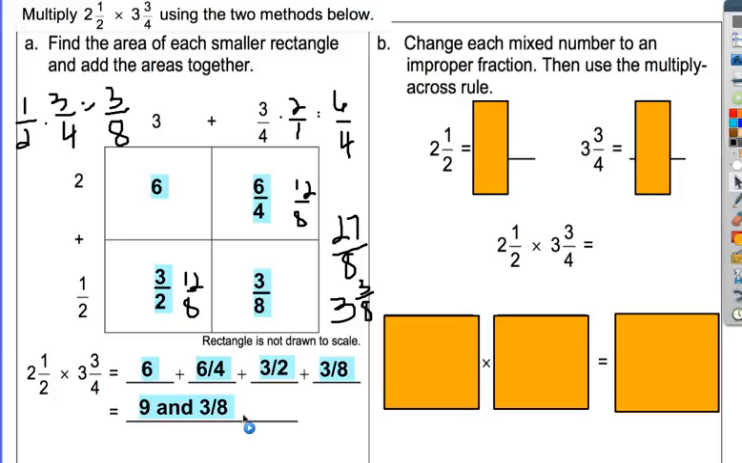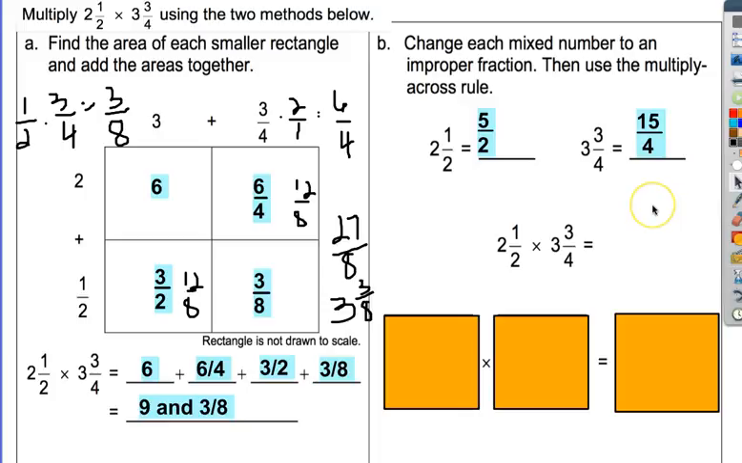So let's check and see what it looks like when you are using improper fractions. Well, first, 2 times 2 is 4 and 1 more is 5. So I have 5/2. 3 times 4 is 12 plus 3 is 15. So I have 15/4. So now I have 2 fractions. This one is an improper fraction, but I have 2 fractions.